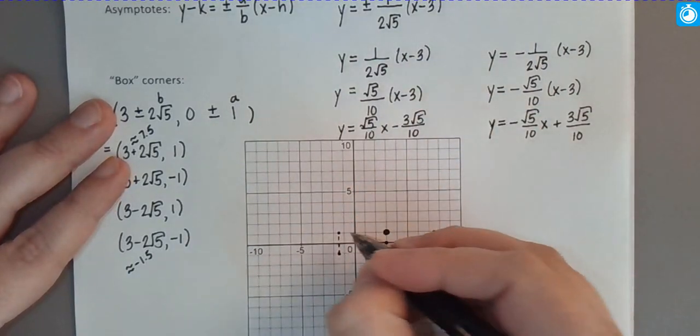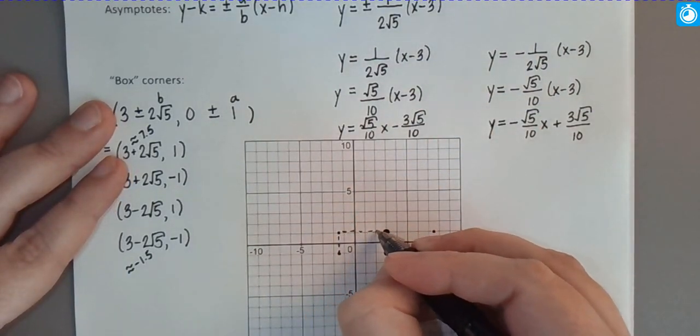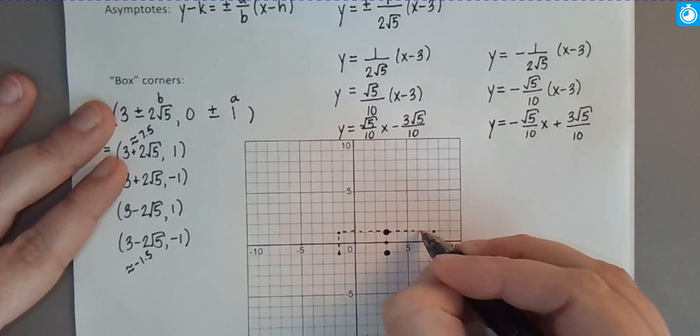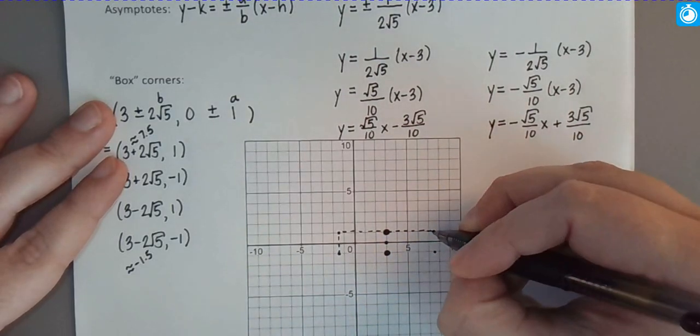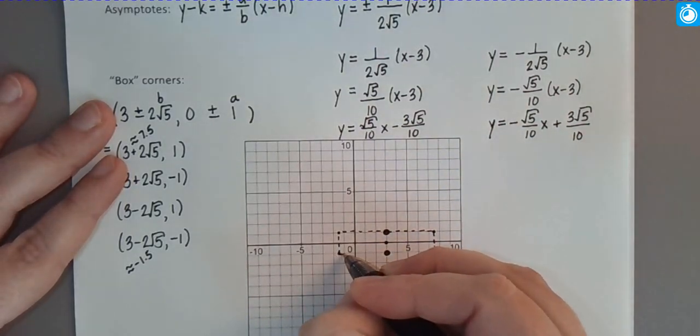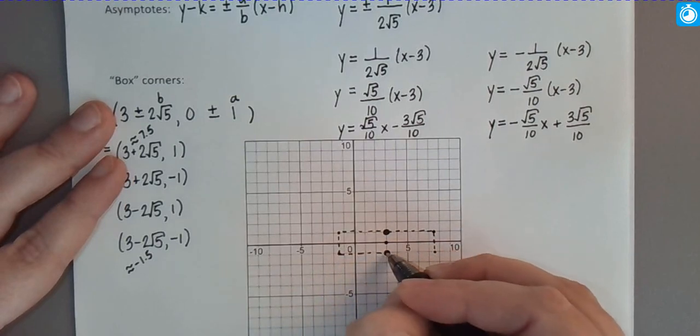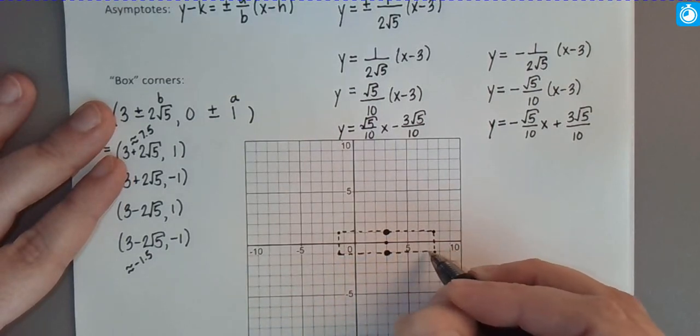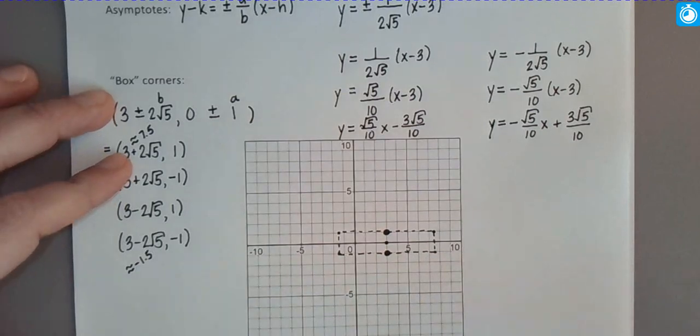Now, I'm going to connect them with a dotted line, and the reason I do that is because, again, these points are not really there. They're points of reference to help me accurately graph this hyperbola, more specifically graph its asymptotes. So I'm connecting the corners of my box like this, drawing the box.